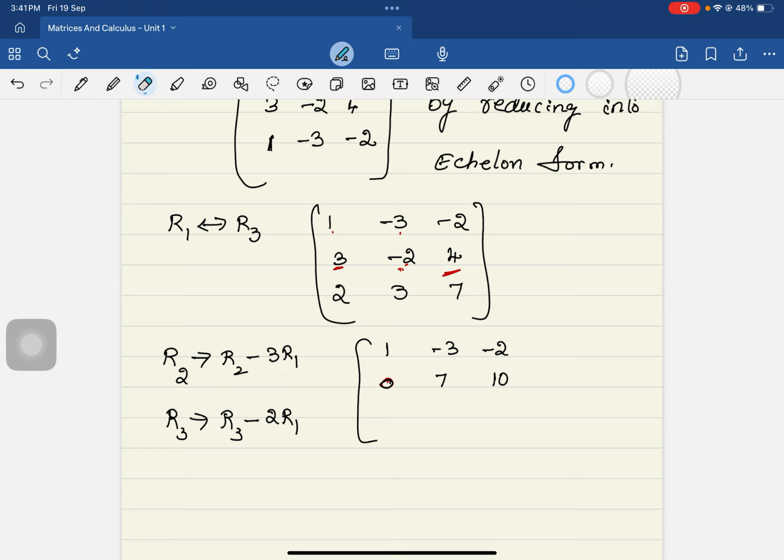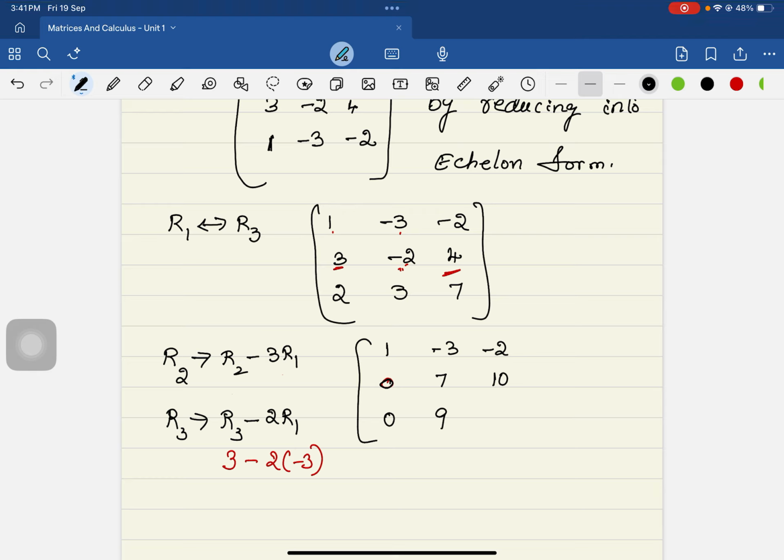Now coming to R3. What is R3 here? 2. 2 minus 2 times R1 is 1. So this becomes 0. Clear? And then what is the next one? It is 3. So 3 minus 2 times the corresponding R1 element, which is minus 3. So 3 plus 6 it is.